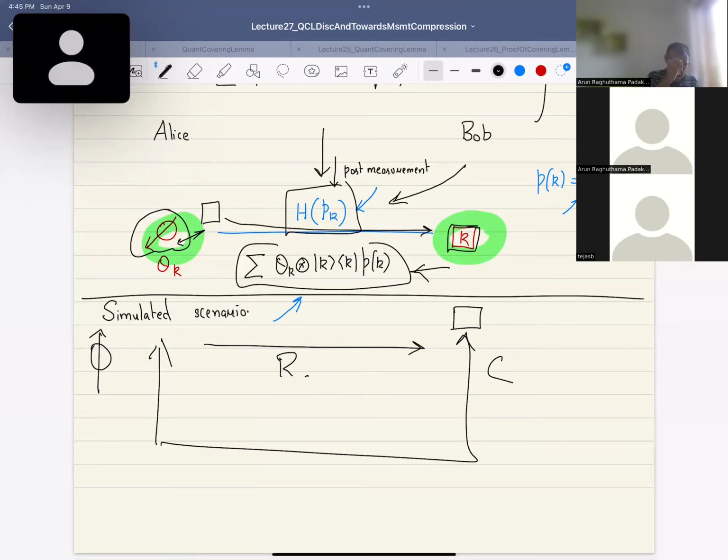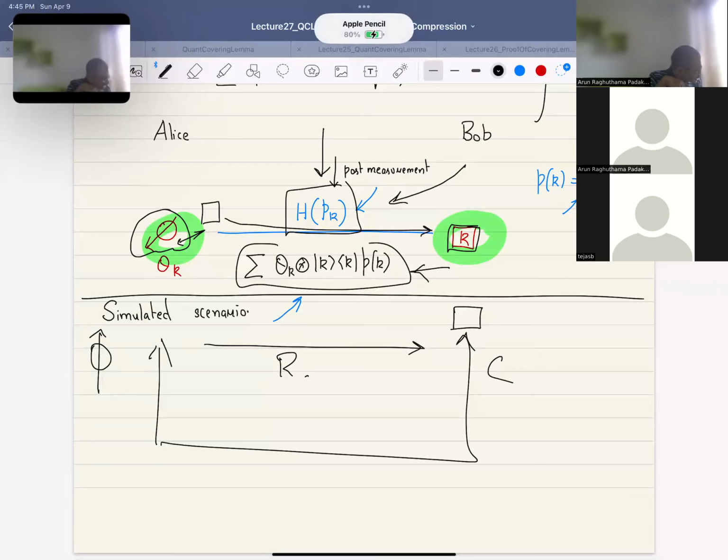Okay, so basically Alice has the state rho and Bob has the classical register. Correct. And in the original thing, whatever Alice measures, the measurement outcome has to be sent to Bob, and you use H of pk many bits. Correct. And now in the second simulated scenario, you want to also send the outcome of Alice's measurement to Bob. Correct. And once more, his classical register should end up as it would have in the original scenario.